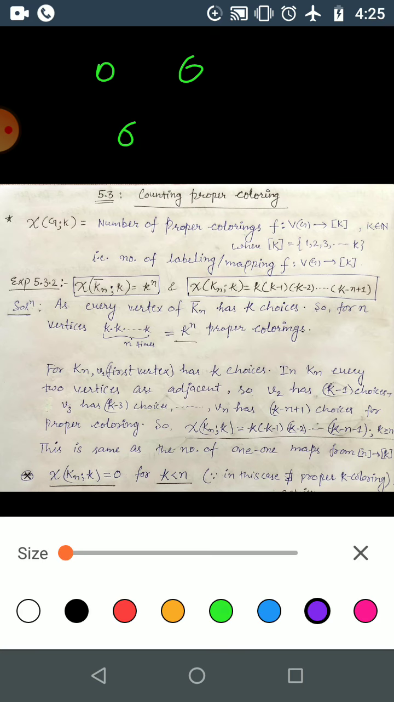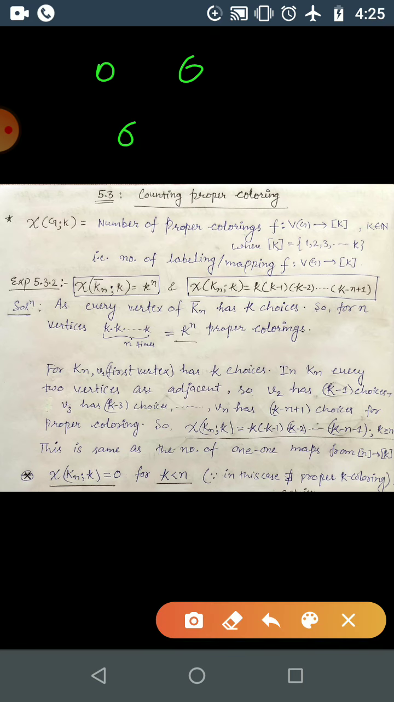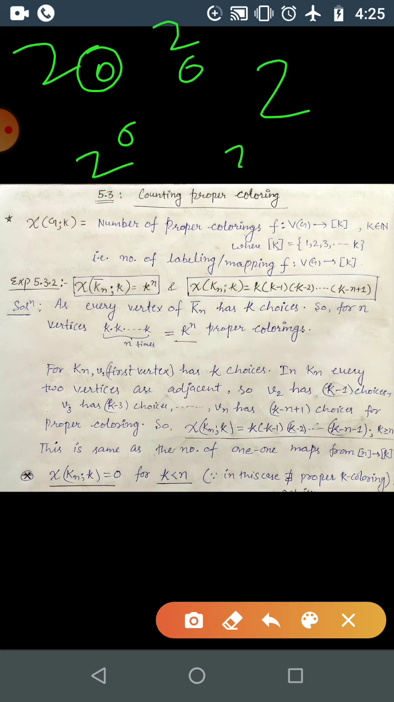And if you are given 3 vertices only and the number of colors is 2, then how many proper colorings exist? For every vertex you have 2 colors, because there is no adjacency in this graph, correct? So this vertex will have 2 choices, so either color can be used. Here also 2 choices, here also 2 choices. It will be 2 into 2 into 2, that is 2 raised to power 3, correct?